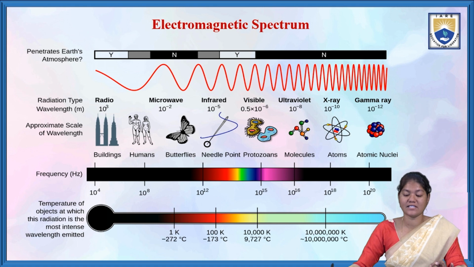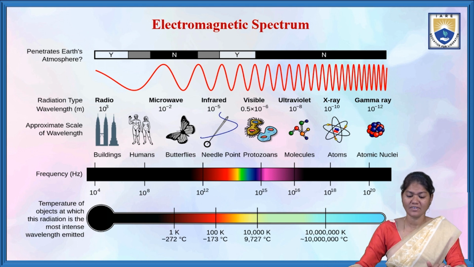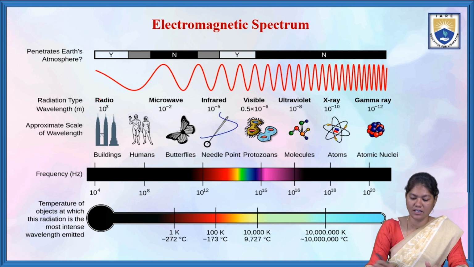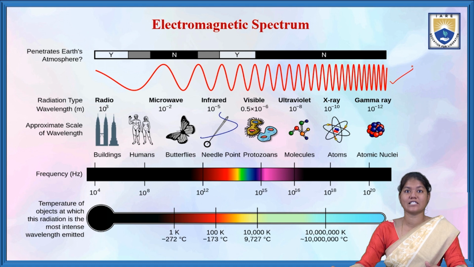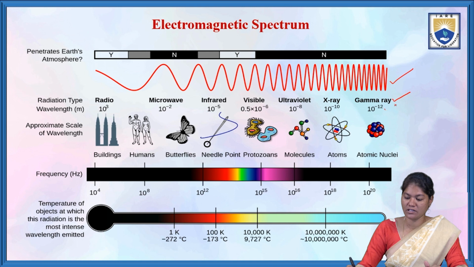Here we can see the electromagnetic spectrum. While talking about the electromagnetic wave, we have to know where these electromagnetic waves are around us. The electromagnetic spectrum tells the penetration of the atmosphere. Here is the electromagnetic spectrum with the radiation type, with the wavelength range, an approximate scale of wavelength, and also the frequency range.